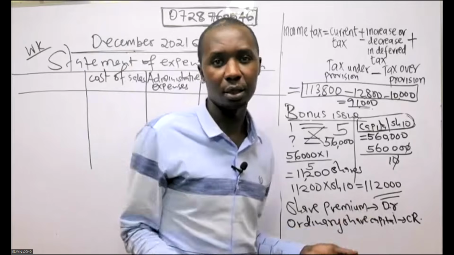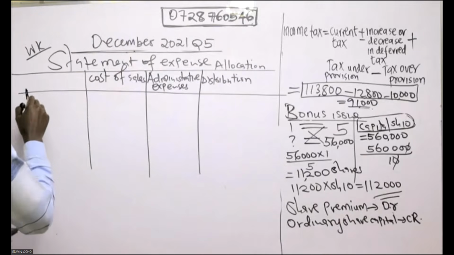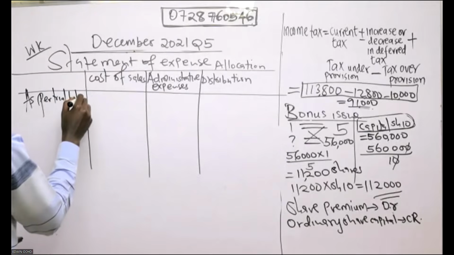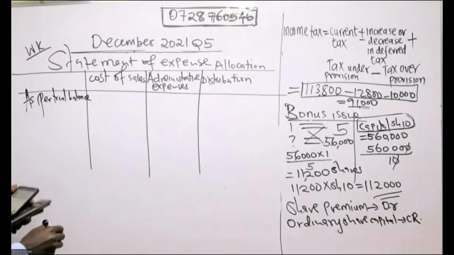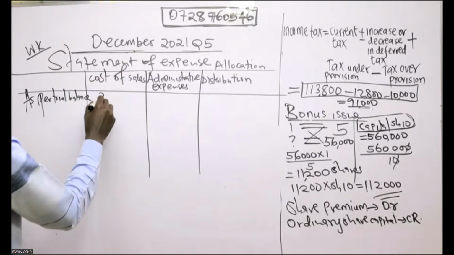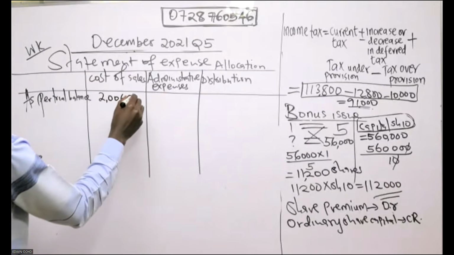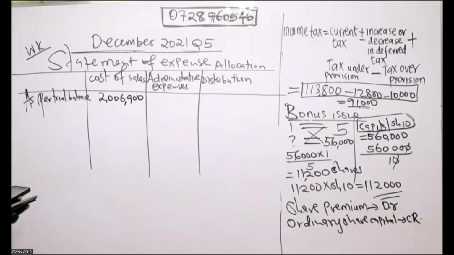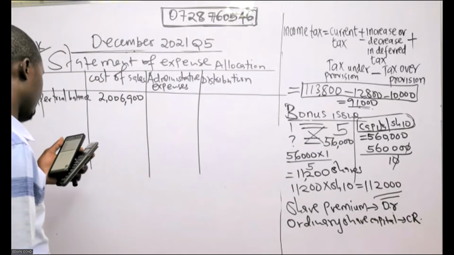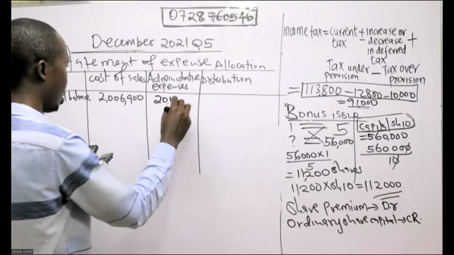Because it's just interest. So the cost of sales as per the trial balance is provided at 2,006,900. Admin, from the trial balance, we are given 201,300.